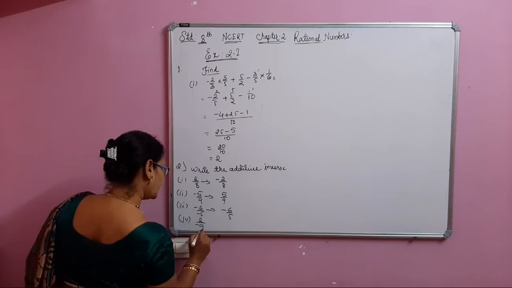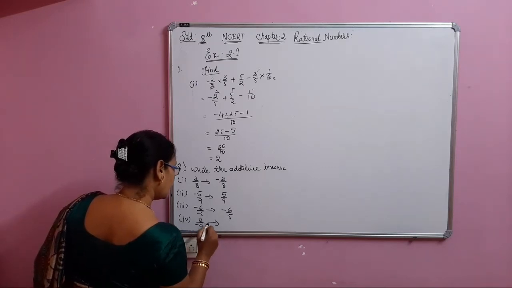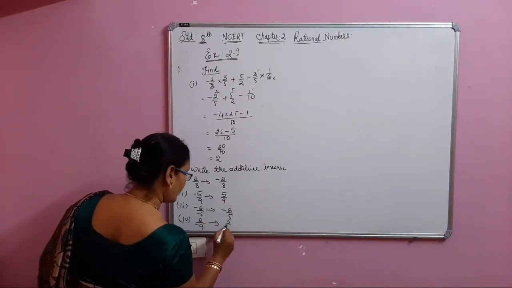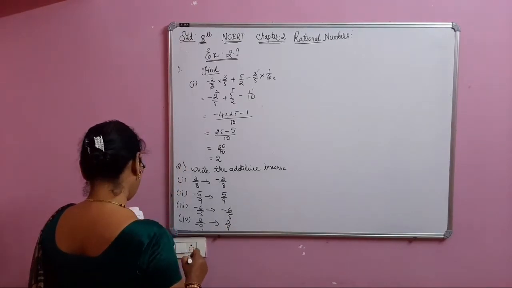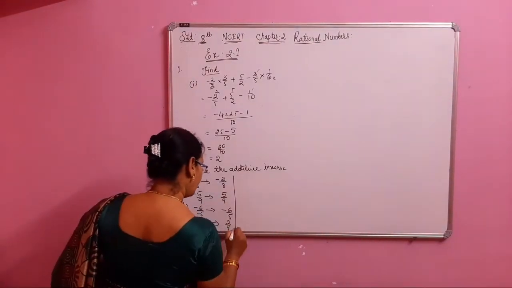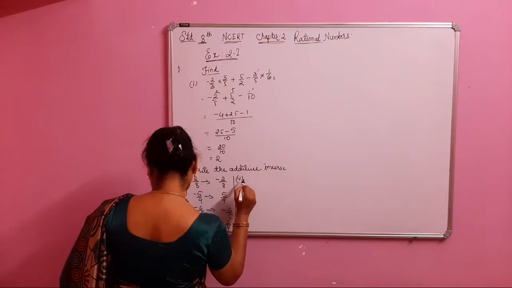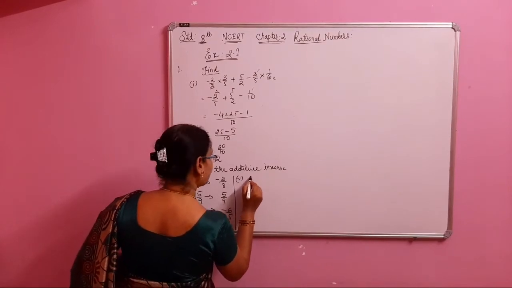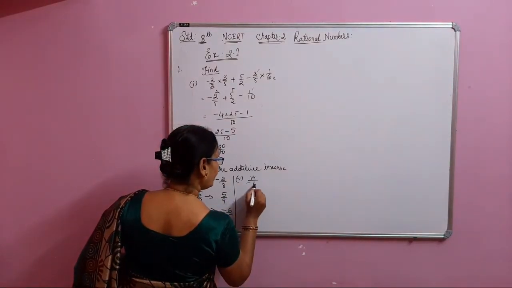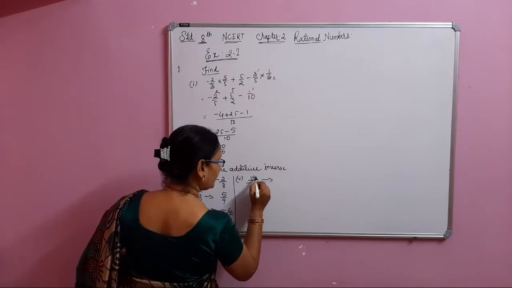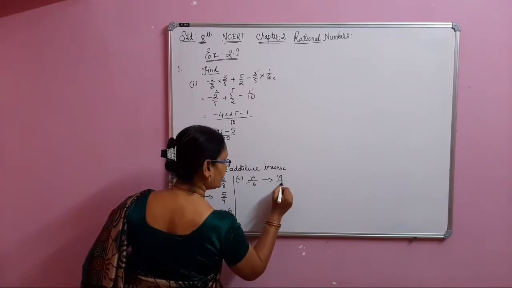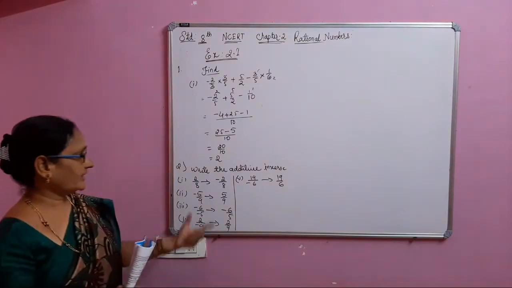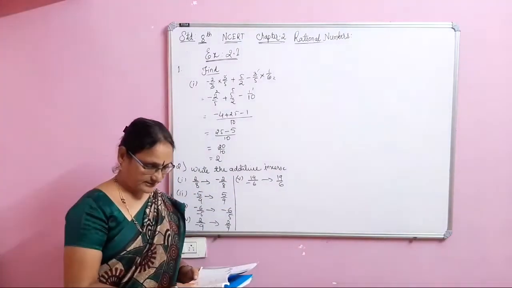2 by minus 9 is nothing but minus 2 by 9. That is, plus 2 by 9 is the additive inverse. Then the fifth one is 19 by minus 6. This is nothing but minus 19 by 6. The additive inverse of this is 19 by 6. Like this we can write the additive inverse.